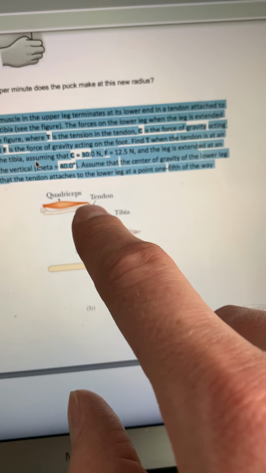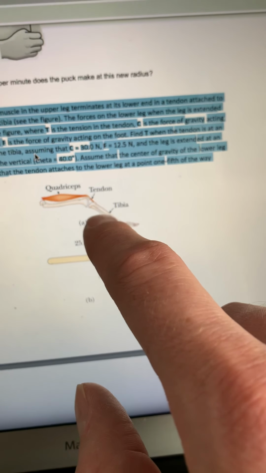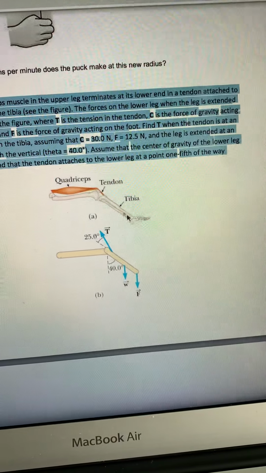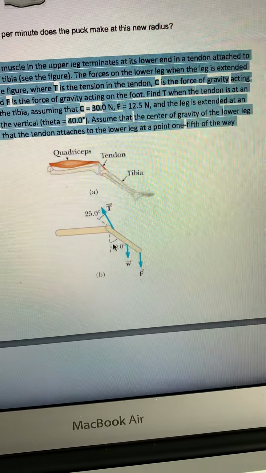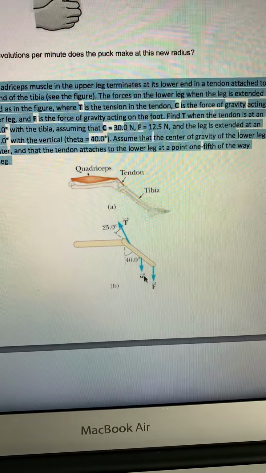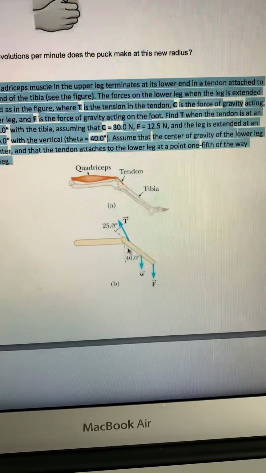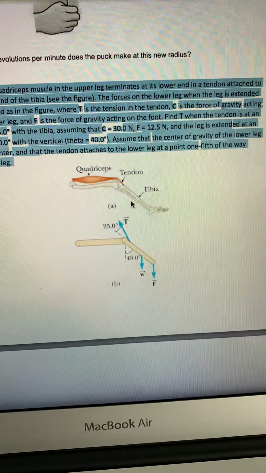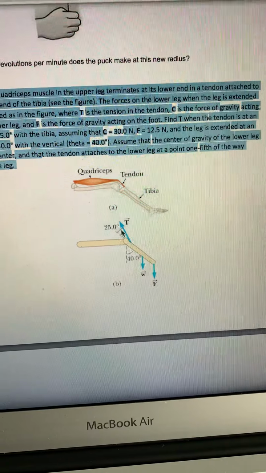And then you have this tendon that's working also to add a force that's going up to like 25 degrees from the line of the leg. So this is kind of more like the physics-y view of it. So there's a 40-degree angle. W is the weight force of the leg. F is the force of gravity acting on the foot. And then you have the tension from your tendon coming up. And they basically want you to find the tension when the tendon is at an angle of 25 degrees.